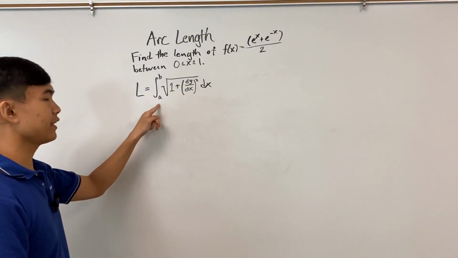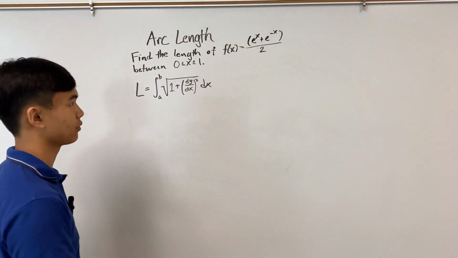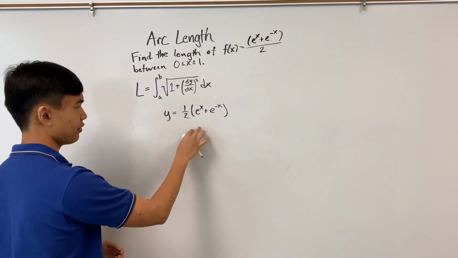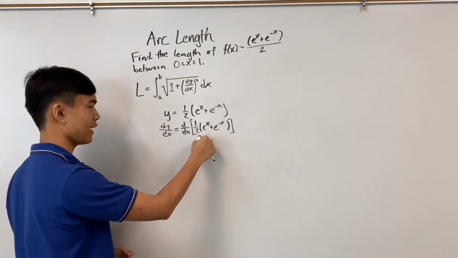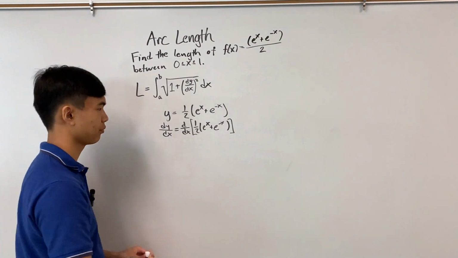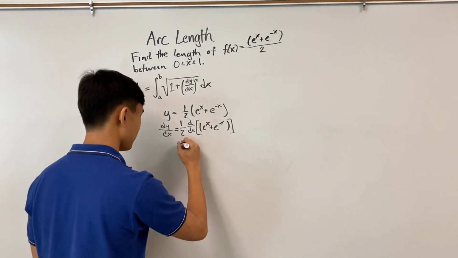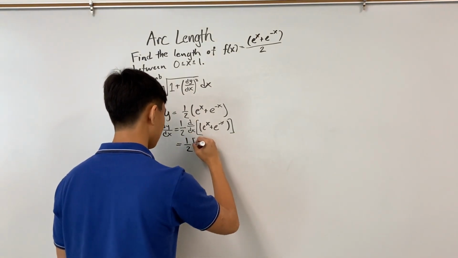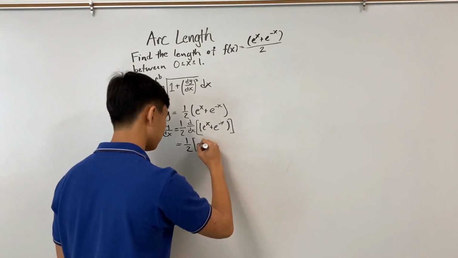So we know a is 0 and b is 1, but we need to find dy dx. Okay, now we're going to find the derivative of this. And remember that because of the constant multiple rule, we can pull this 1/2 outside of the derivative, like so. Now when we find the derivative of this, we have 1/2 times, so the derivative of e to the x is e to the x.